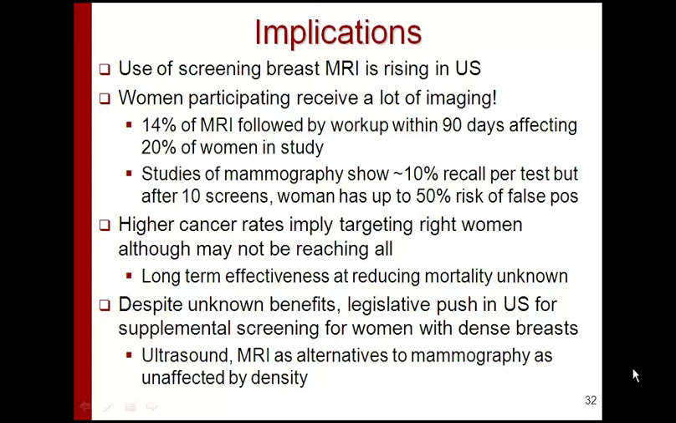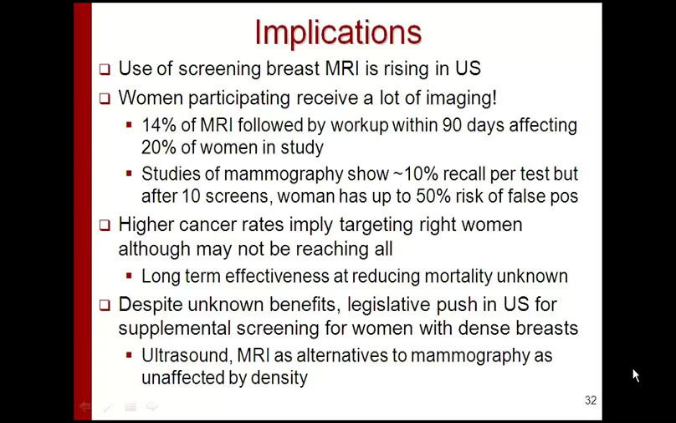Some states actually mandate that insurance cover supplemental screening, particularly ultrasound, which has terrible test characteristics. So we're a little bit worried. MRI is sort of in the same boat as ultrasound in that it's kind of neutral to breast density. So there's a thought that women who have dense breasts may actually benefit from MRI and have better cancer detection. So both of these are kind of pushed, although ultrasound is a big one, but I think this worries us in terms of how it's going to be used in the future.